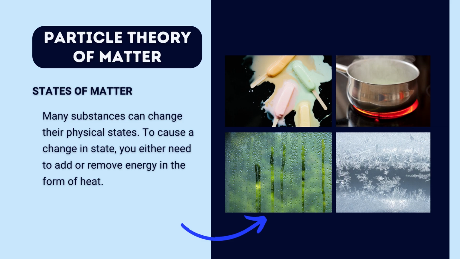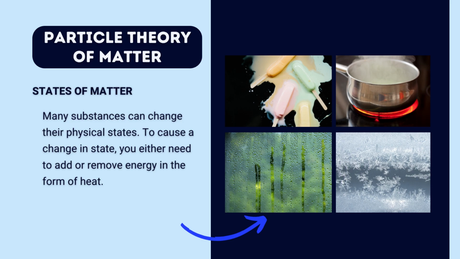But did you know that many substances can change their physical states? To cause a change in state, you either need to add or remove energy in the form of heat. Adding heat energy to a substance can cause it to transition from a solid to a liquid, or from a liquid to a gas. This is because heat energy increases the speed and movement of the particles, allowing them to break free from their fixed positions and move around more freely.